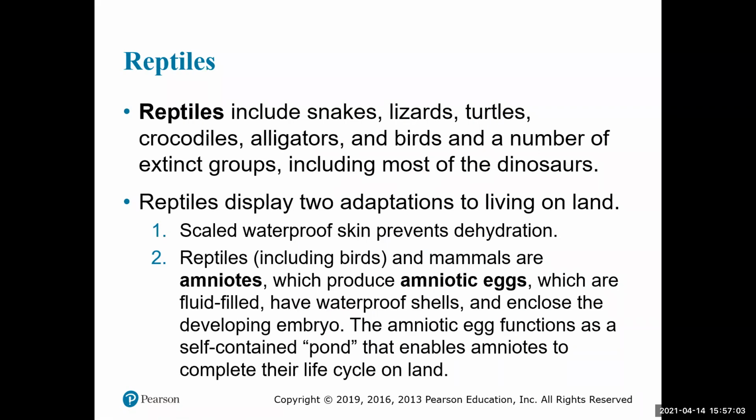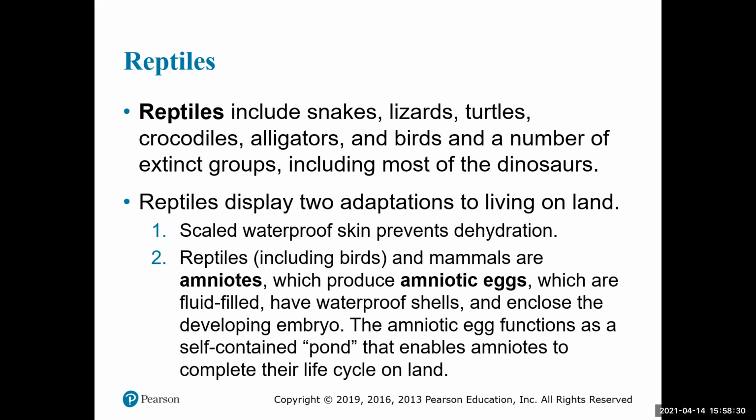All right, so the next group we're going to look at is the reptiles. The group of reptiles includes organisms like snakes, lizards, turtles, alligators, crocodiles, and birds. Yes, birds are reptiles. Birds actually descended from dinosaurs, and a number of extinct groups, including the dinosaurs, also fall into the reptile grouping. Reptiles have two key adaptations that allow them to live on land in the terrestrial environment.